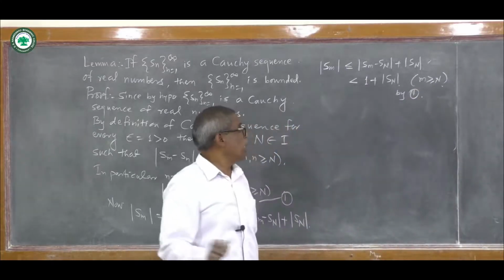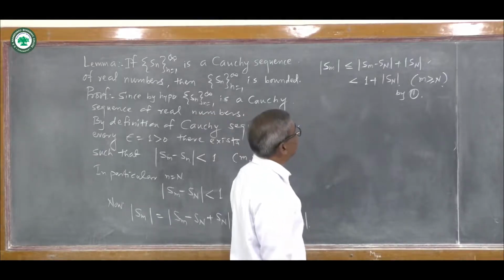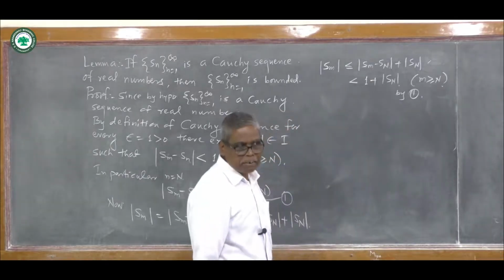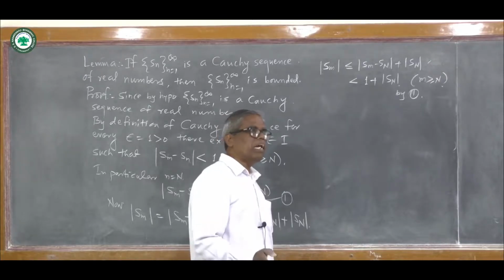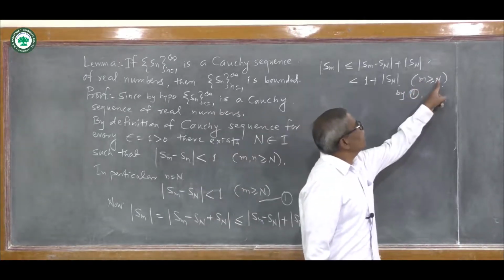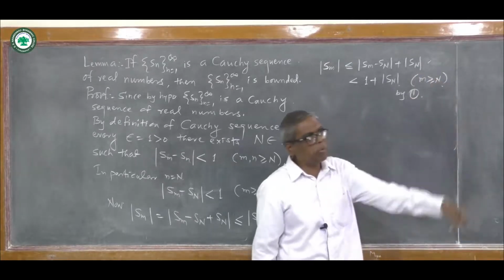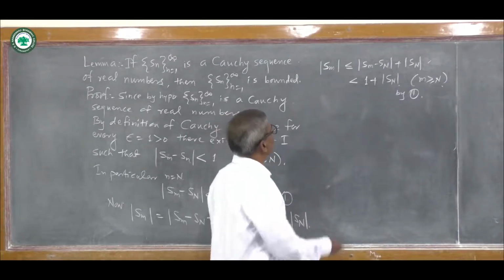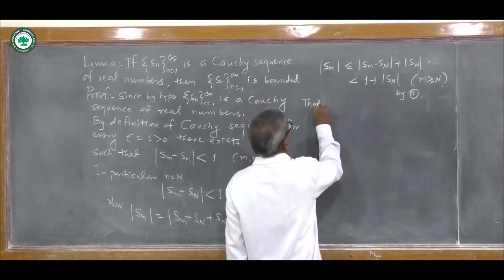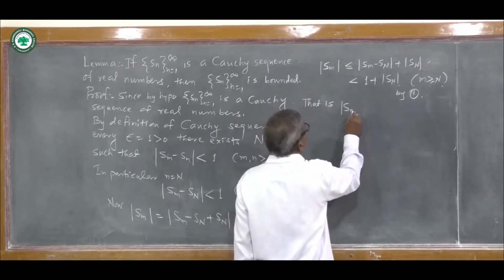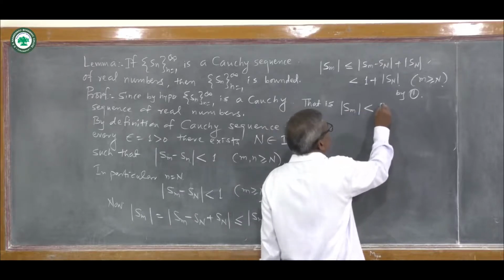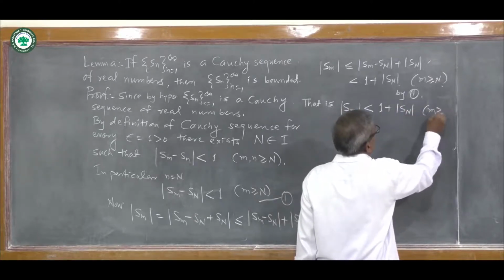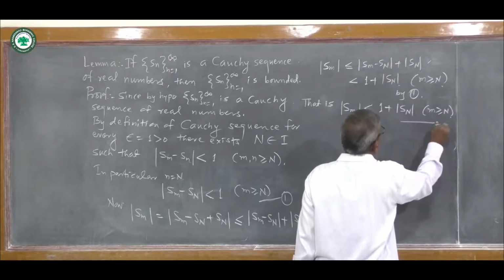That is, mod S suffix M is strictly less than 1 plus mod Sn for all m greater than or equal to capital N, that is, m equal to capital N, capital N plus 1, capital N plus 2, and so on. This is relation 2.